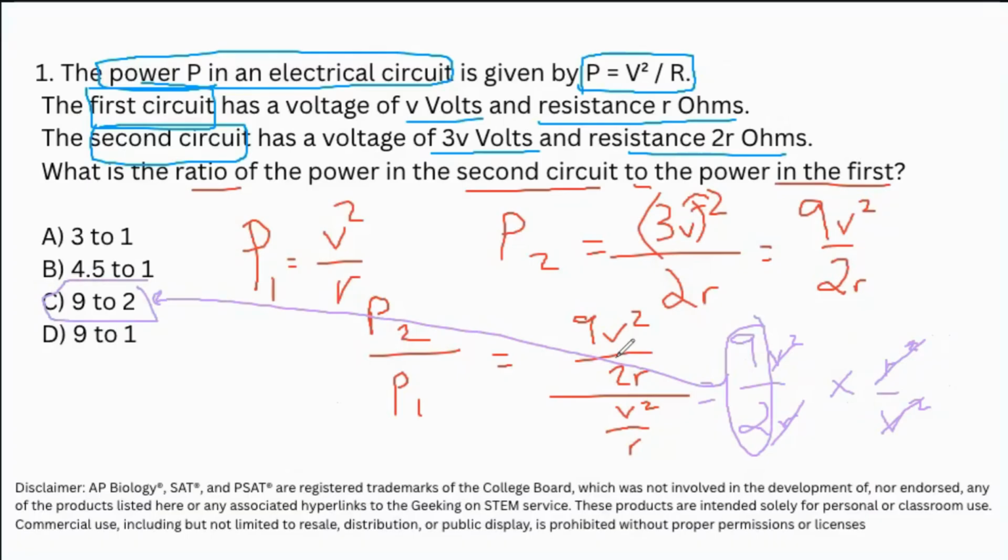Now, if you've done a bunch of problems like these, you know that if you just have V squared over R and V squared over R, these just eliminate each other. So you would just be left with 9 over 2 if you didn't want to do it the long way, and you would just automatically know it's 9 over 2.